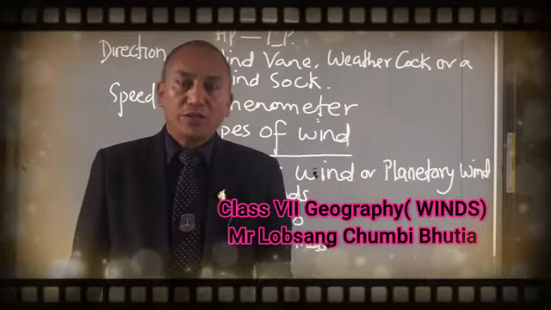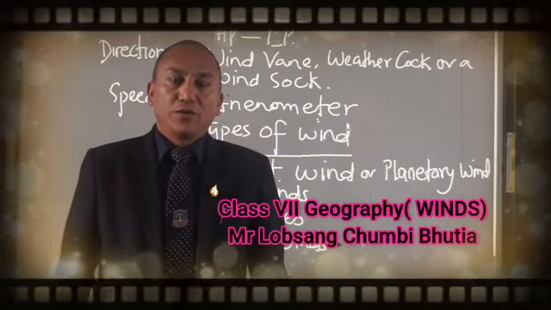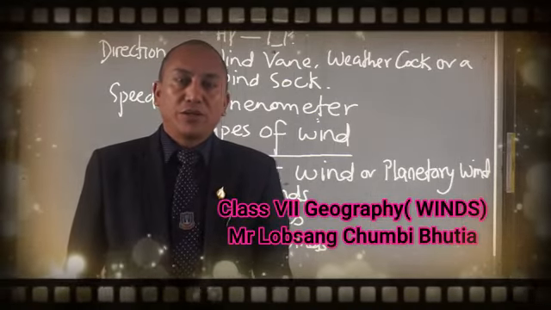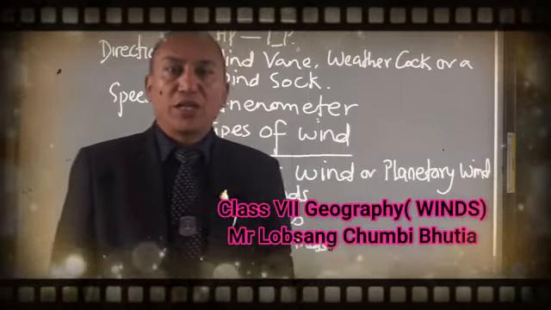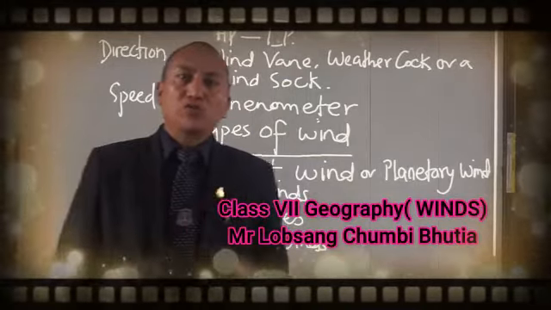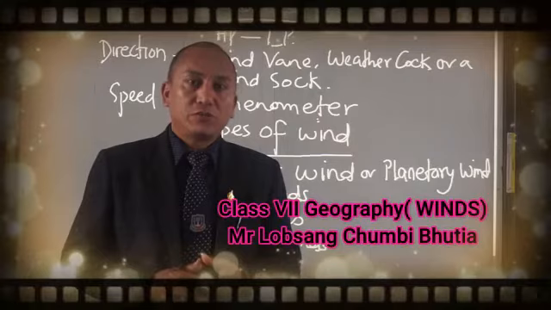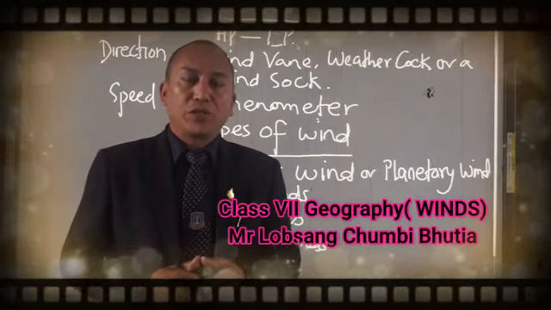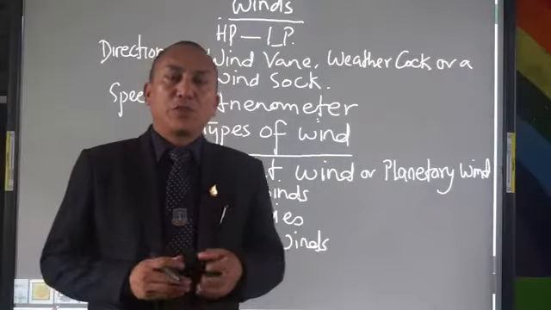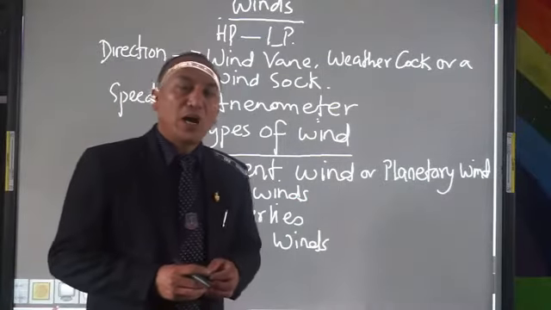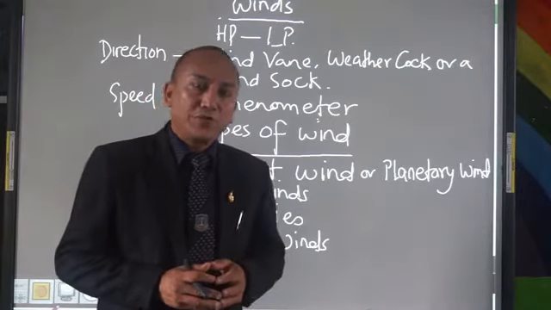So today I hope the students of class 7 will pay attention as I continue the chapter which I started in the last class. We were doing atmospheric pressure in the last class, and we did the different pressure belts. We saw the equatorial low pressure belt, the subtropical high pressure belt, then the subpolar low pressure belt, and the polar high pressure belt. These were the different pressure belts we had discussed in the previous class.